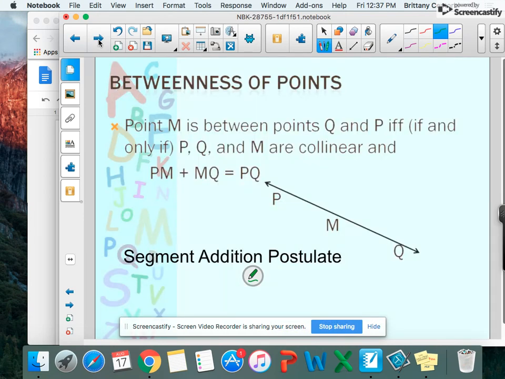Next, we have segment addition postulate. So when we have a point between two other points and they're all on the same line, then that means that the two segments, when you put them together, will equal the longer segment. So for this example, we have PM plus NQ equals PQ.